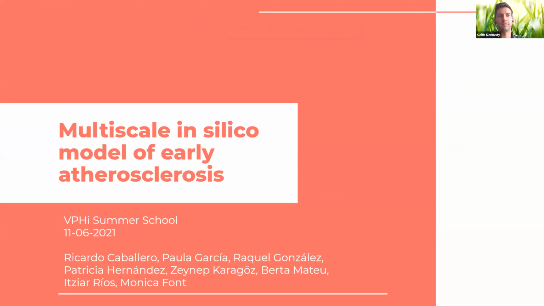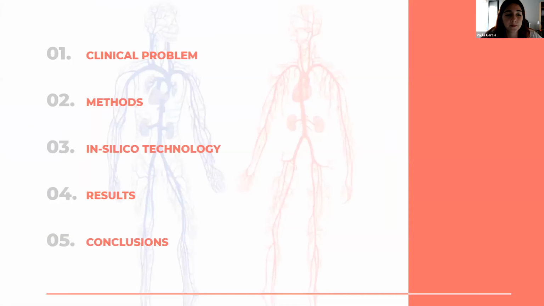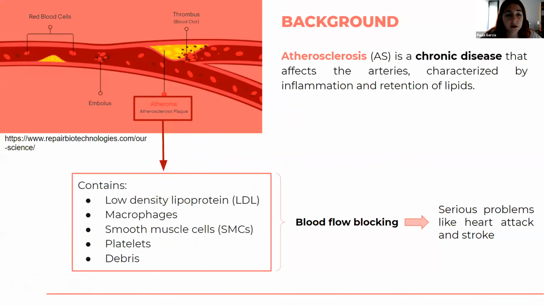Good morning. This will be the presentation about multiscale in silico models of early atherosclerosis. This will be firstly our pipeline that we are going to follow. And we will start with the clinical problem and first some background. Atherosclerosis is a chronic disease that affects the arteries, characterized by inflammation and retention of lipids, forming atheroma. This atheroma contains low-density lipoprotein, macrophages, smooth muscle cells, platelets, and debris. This plaque can cause arteries to narrow, blocking blood flow, and this can lead to serious problems, including heart attack and stroke.